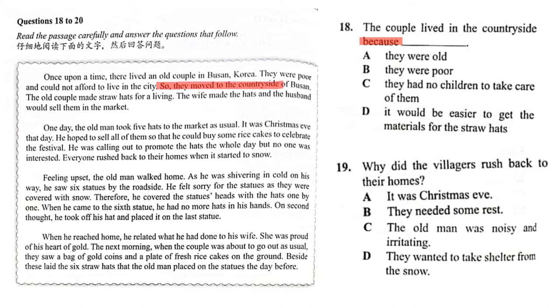So they moved to the countryside. So the reason here is, now they moved to the countryside. Why? The answer is they were poor and could not afford to live in the city. So this one is wrong. They were poor, this one is correct. So the answer is B.